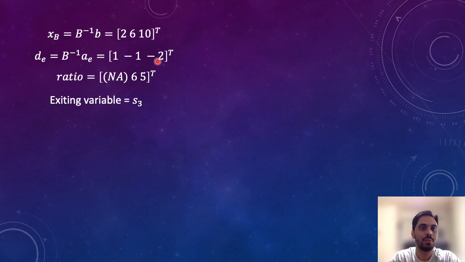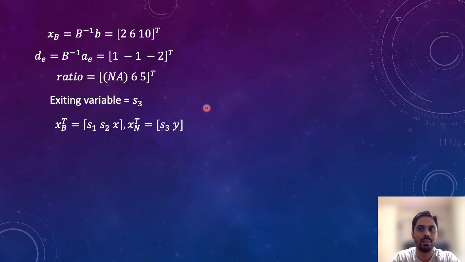Now, when we exit this variable, we don't really need to do a lot of algebraic computation. All we need to do is replace S3 with X in our matrices. For example, our XB will look something like this. Earlier it was S1, S2, S3, and now it is S1, S2 and X. And here it was X and Y, and now it becomes S3 and Y. Same thing with CB, B and N also. CB was 0, 0, 0 earlier, and now it becomes 0, 0, -3, because -3 is the coefficient of X in our original objective. And same for Cn. It was -3, -2 earlier, and now it becomes 0, -2.